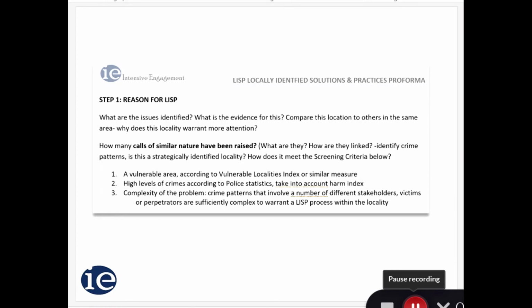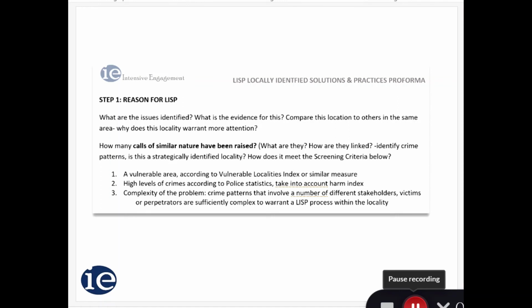And then the third test is to think about the complexity of the problem itself. So large numbers of road traffic accidents might not be terribly complicated. That might be something that's relatively straightforwardly fixed, just requires funding. But where there is a situation where you as the decision maker are not clear about what's causing the problems, there might be lots of different types of stakeholders, different parties involved in the problem. The victims or the perpetrators might be sufficiently complex to warrant using intensive engagement in this location.